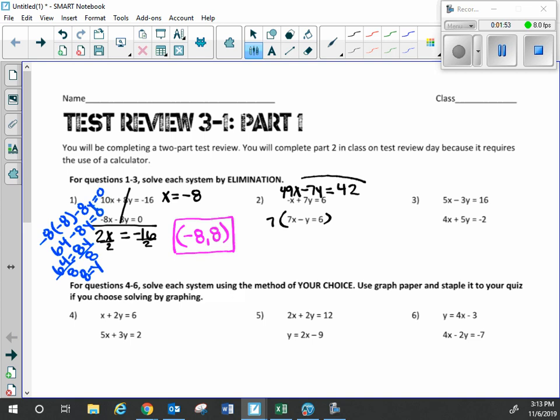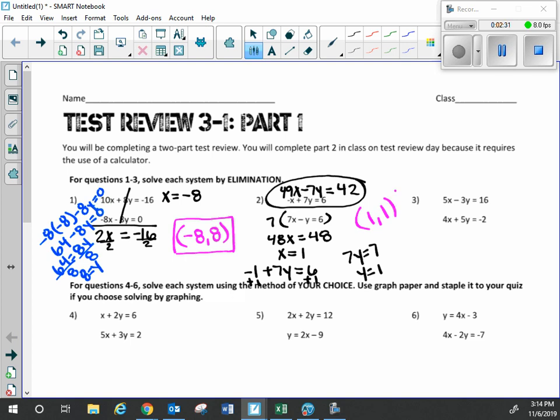And so when I combine these two, I get 48x equals 48. So x is 1. So if I plug that back in, negative 1 plus 7y equals 6. Add 1. So 7y equals 7. Y equals 1. So your solution is 1, 1.